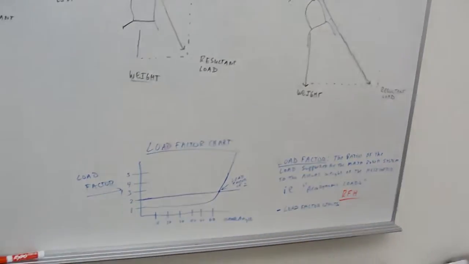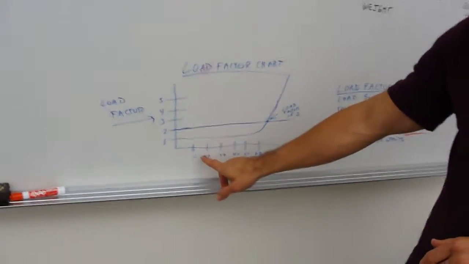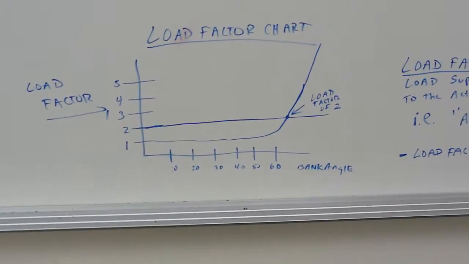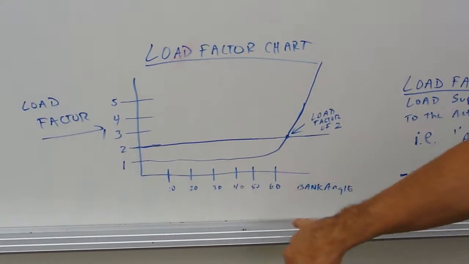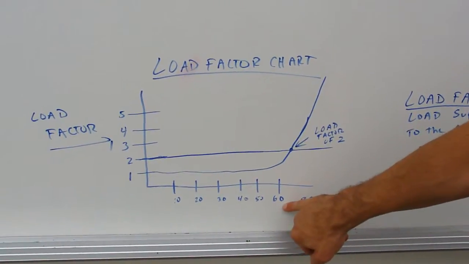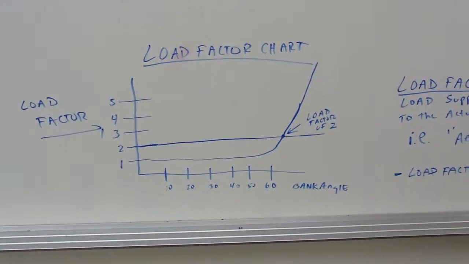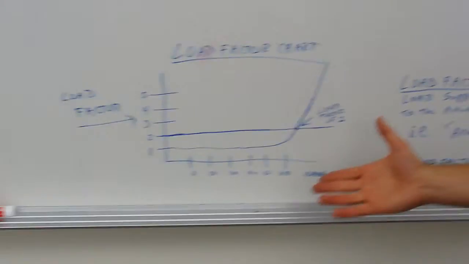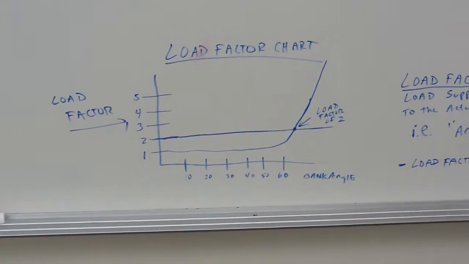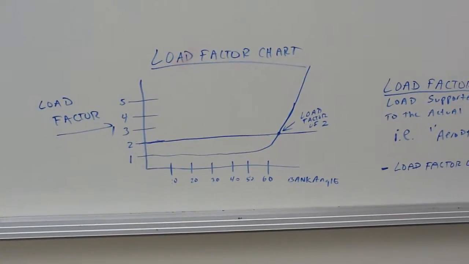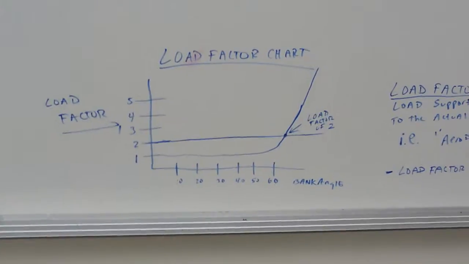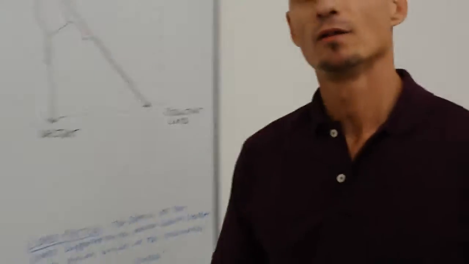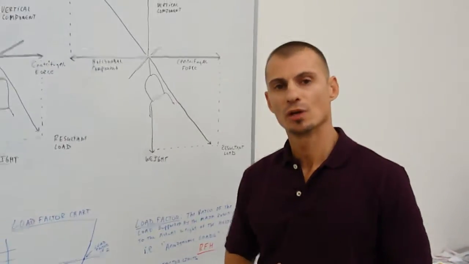This here is our load factor number. This here is our angle of bank. So at about 10 degrees, it's about 1, a little over 1. And at about 30, it's still about 1. Now, when we increase our angle of bank to 60 degrees, our load factor increases to 2. So what that means is that at a 60-degree angle of bank, our helicopter is supporting twice its own weight due to, i.e., aerodynamic loads.